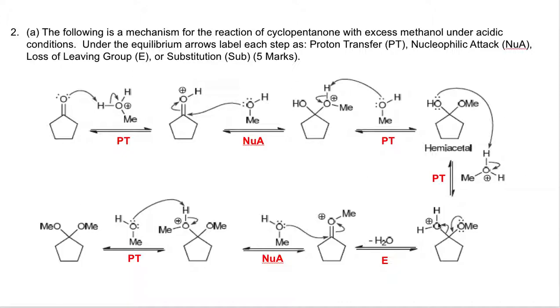Now it's set up to eliminate the elements of water, so we simply have a loss of a leaving group, which we've indicated here. We now have an activated carbonyl compound, very much like a protonated carbonyl compound. Instead of being protonated, we have what would be the equivalent of a methyl cation attached to it. And this carbon is electrophilic, and we can attack it with another molecule of methanol, so it's a nucleophilic attack followed by a final proton transfer to give our final product.